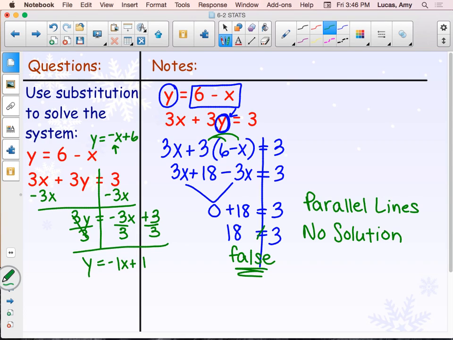So they have the same slope but different intercepts. They are parallel. They are parallel lines. So to solve the system by substitution instead of graphing and figure out that they're parallel, it's if your variables cancel out while you're solving and what's left is not true. It is not true. 18 is not equal to 3.